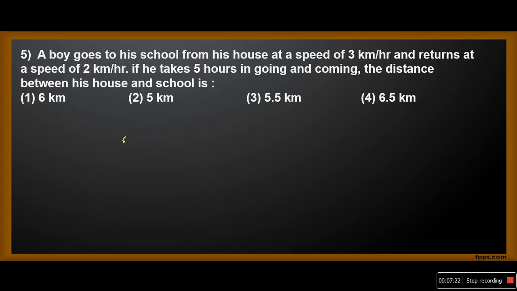A boy goes to school from his house, from house to school. We don't know the distance. Let the distance between house and school be d. While traveling from house to school, what speed is he traveling at? 3 km per hour. And what is the time taken for him while traveling from house to school?